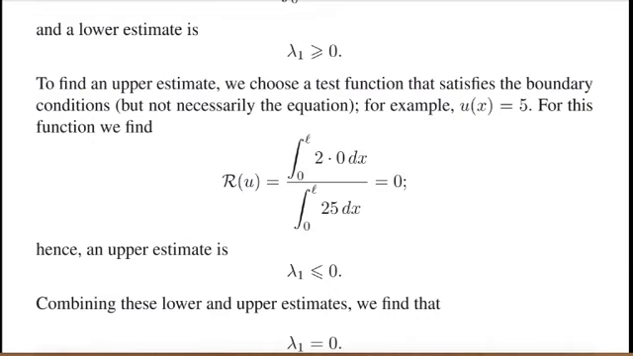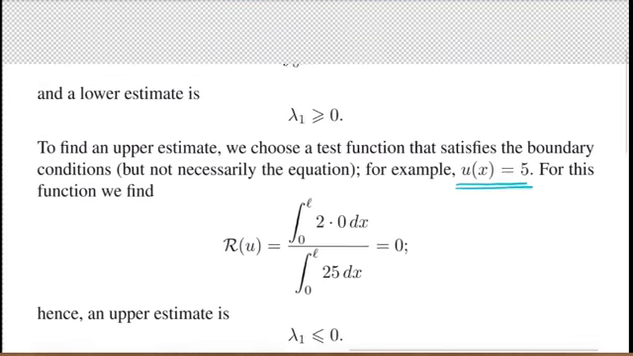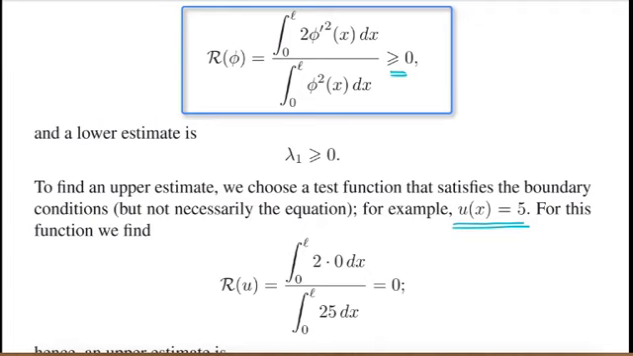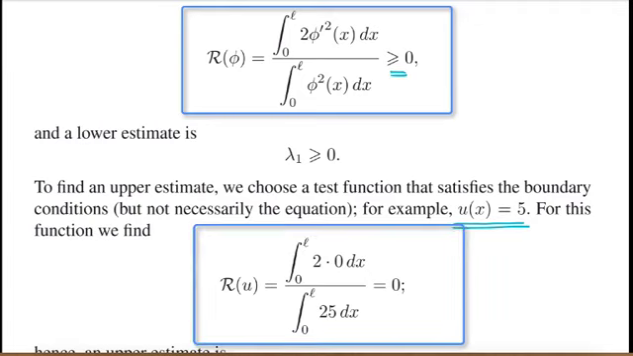Now let's use the other property. So if I choose any other function which satisfies the boundary condition, then the true value is smaller. Okay, the true value is a minimum of all the R of u's. So if I compute one R of u, it will be larger or equal. So I take the function u of x is equal to 5. This is not a solution of the equation, but it satisfies the boundary conditions because u prime is 0. So u prime at 0 is 0, u prime at L is 0. So I can take this function and sub it into the Rayleigh quotient from up here. Yeah, of course, then I get 2 times 0 because the derivative of u is 0 divided by 25, and this is equal to 0.